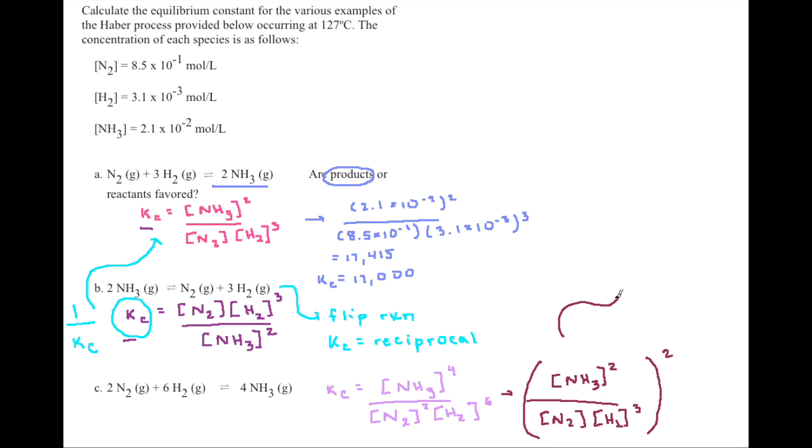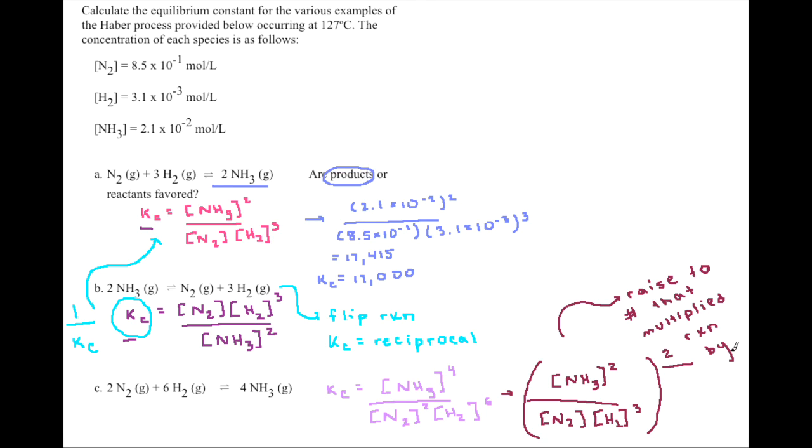So what I'm going to end up doing to my equilibrium constant is I'm going to raise it to whatever value I multiplied my entire reaction by. So you're going to raise it to the number that you multiplied the reaction by. Now, I'm going to go over this again at the very end of this video, but there are just 2 ways that I can manipulate a reaction.